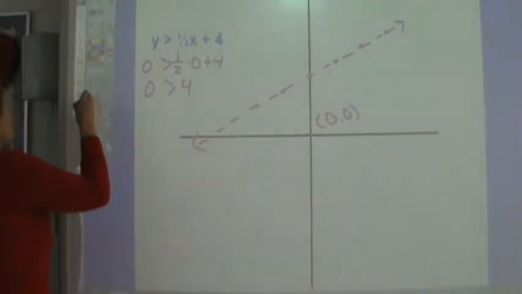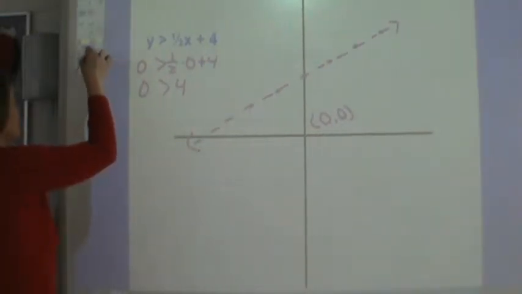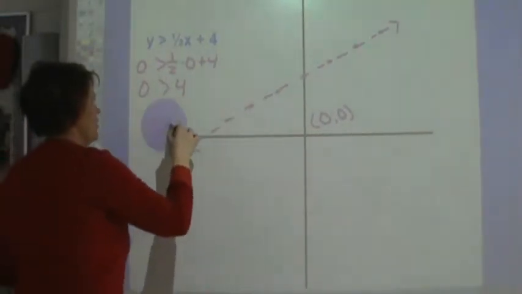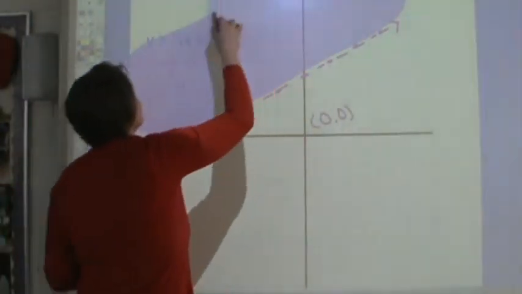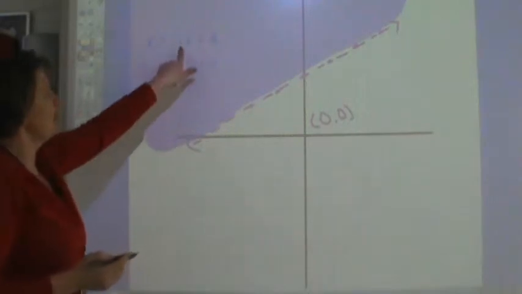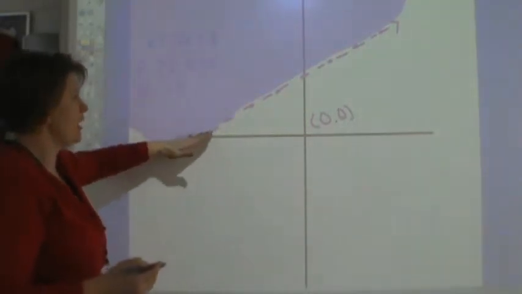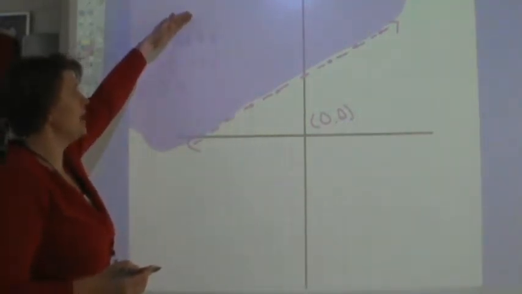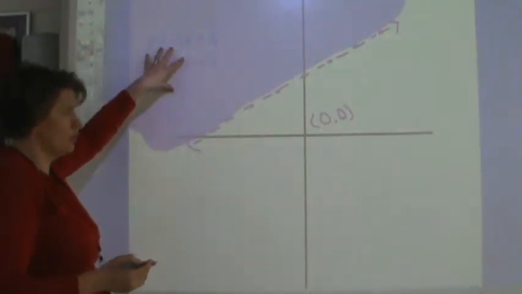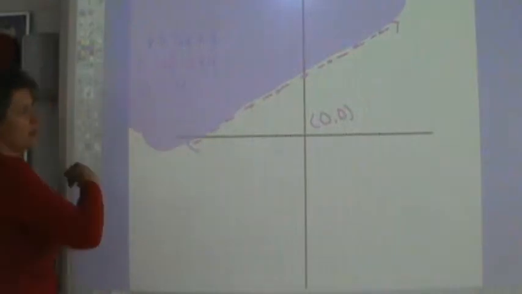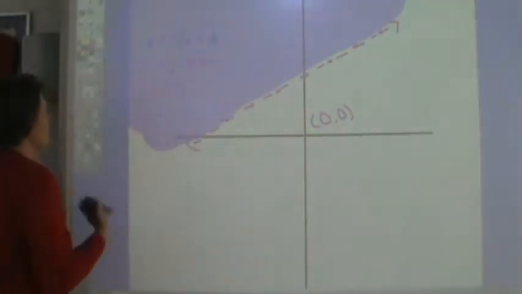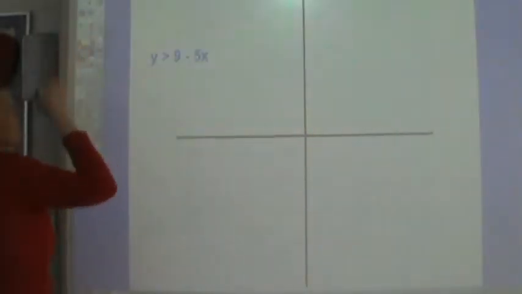So then I get my shader. Whoops, wrong one. And we shade this side of the line. So it's saying for y is greater than a half x plus 4, any point on this side of the line would be true for this inequality. So that's why we're just going to shade all the points on that side. All right, let's try another one.